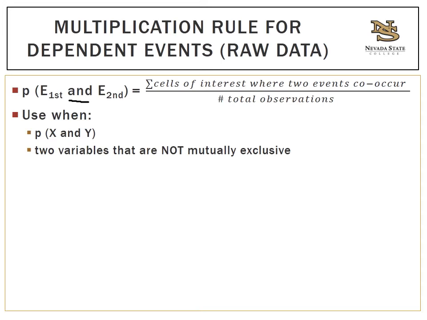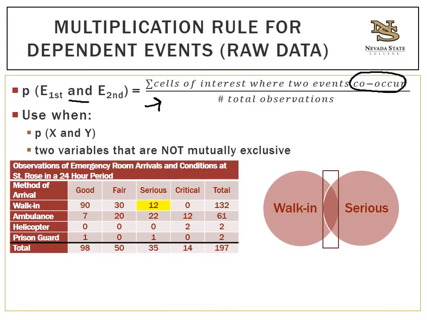Now keep in mind, if you look at this formula, it's the same formula as the addition rule for any two non-exclusive events. But in this case, there's only going to be one cell of interest in the table, that intersection, where the events actually co-occur. Before, it was just the sum of cells of interest. Now it's where those two events co-occur. So let's take a look at this data. Let's say you want to know how likely it is that somebody would be in serious condition and walk in. They should not be walking in if they're in serious condition. It's very concerning. So you want to know how likely that is to happen based on how much it's happened in this data.